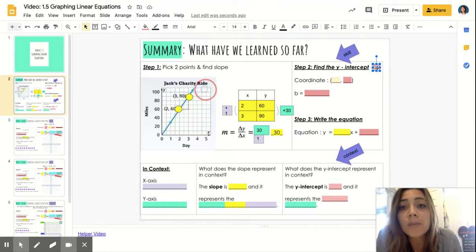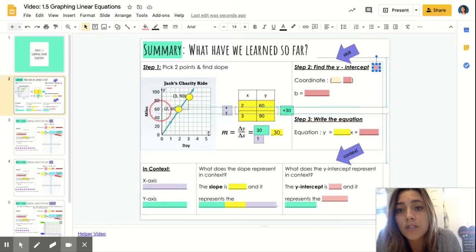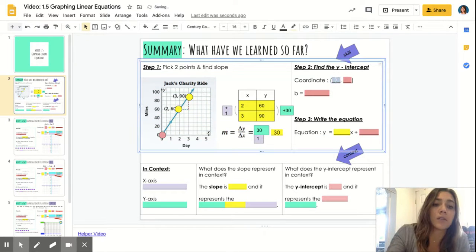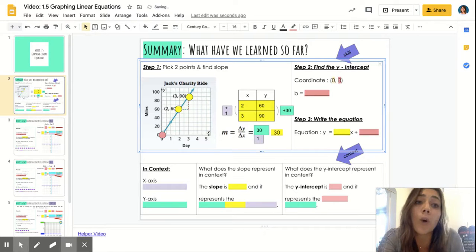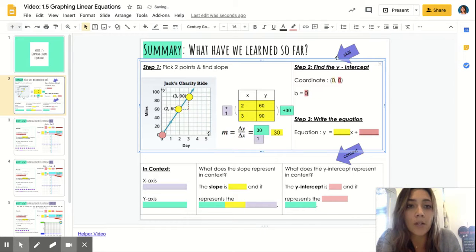So the y-intercept is where that line crosses with the y-axis. So I see that the two intersect right here at the coordinate 0, 0. But remember, the y-intercept is only the y value, so hence the name. So it's just going to be that 0, or whatever is in that pink spot.